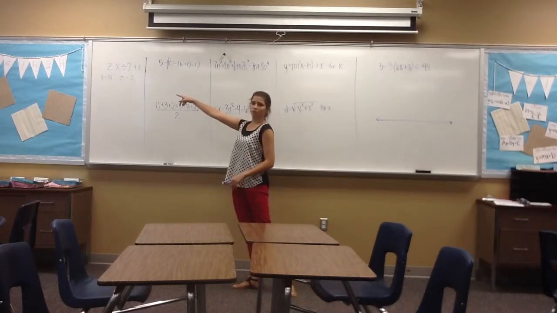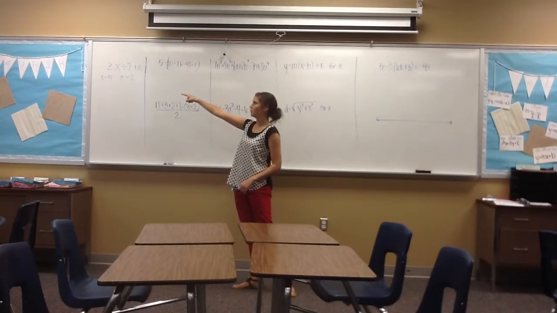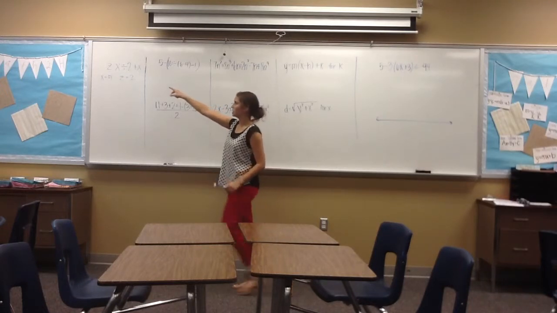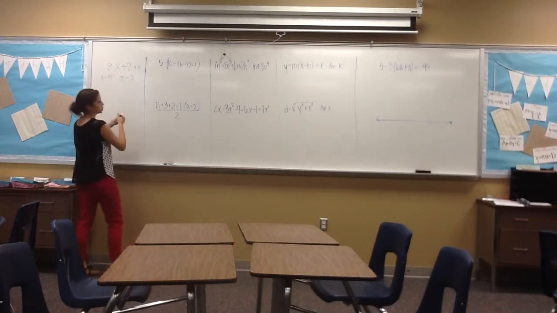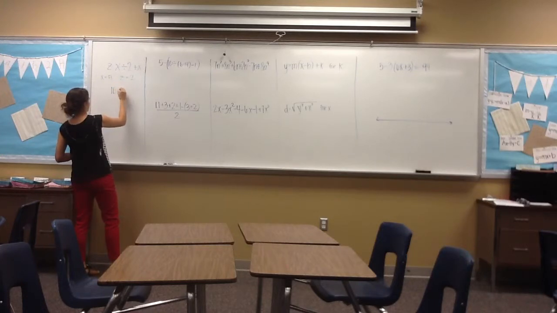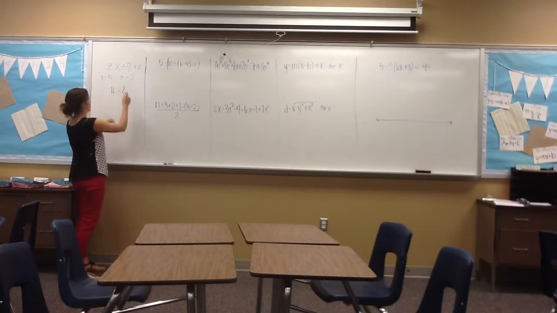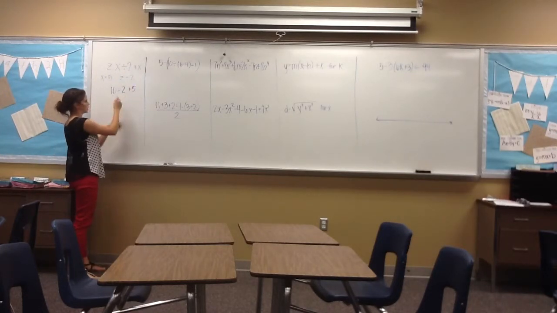Okay, so for this first one, you're just going to plug in 5 for x and 2 in for z, sorry. So this first one's going to be 5 times 2 is 10. 10 divided by 2, and then we're going to have plus 5. 10 divided by 2 is 5. 5 plus 5 is 10.